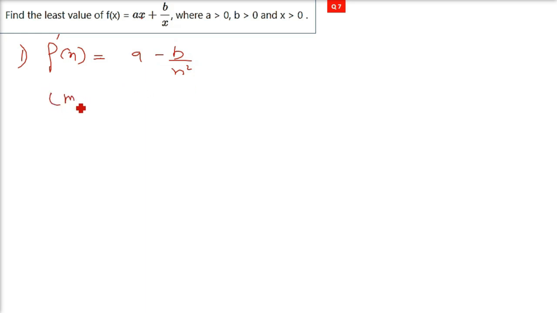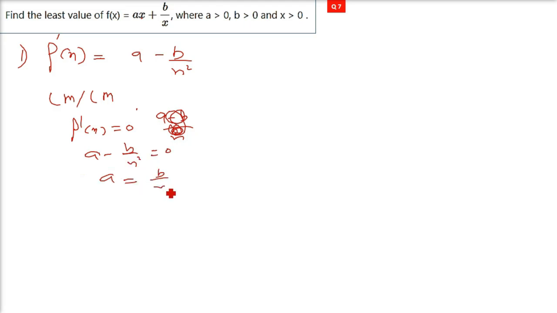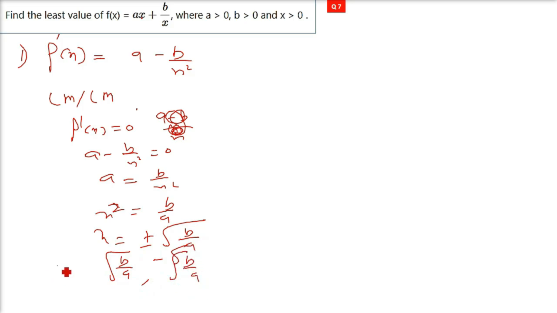Next you have to find out the local minima and local maxima. For that you need to put this equal to 0. a minus b by x square equals 0. So a will be equal to b by x square, so x square will be equal to b by a. So x will be equal to plus minus under root b by a. But the only thing is everything is greater than 0. x is also greater than 0, so you cannot have a negative value. So the negative value we are not going to take. We are only going to take x is equal to under root b by a.